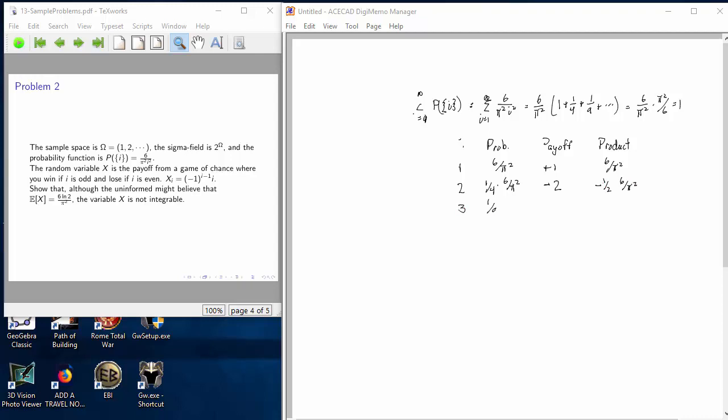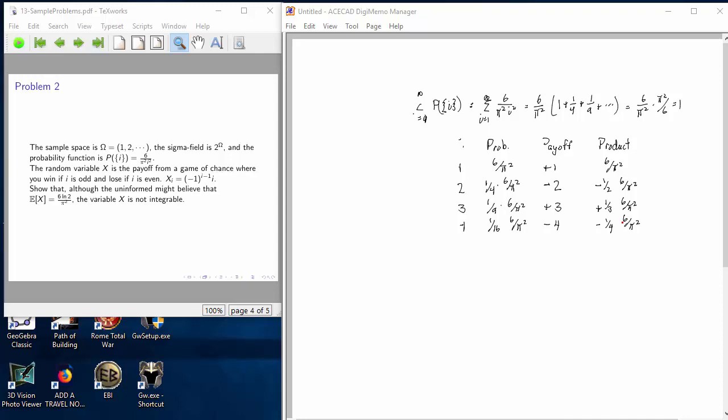For i equals 3, the payoff is plus 3, and the product of the probability and the payoff is plus 1/3 times 6 over pi squared. And now you're getting the general idea. We get a negative payoff if the value is 4, and payoff times probability works out to minus 1/4 times 6 over pi squared.